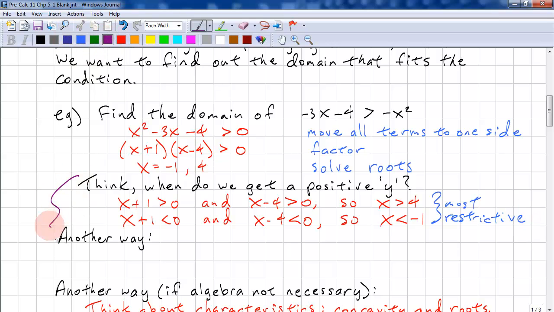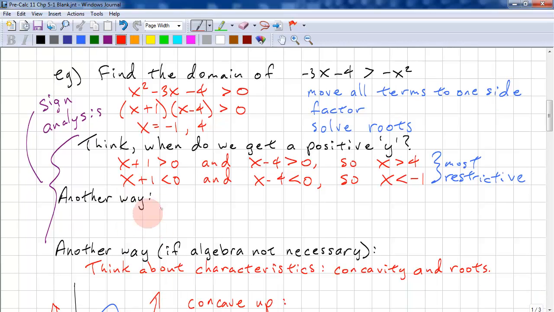What we're doing here is called sign analysis. We're checking the sign. And the other way to write this is just x is greater than negative 1 and x is greater than 4. And we have the same condition. So x is greater than 4. And we also have x is less than negative 1 and x is less than 4.